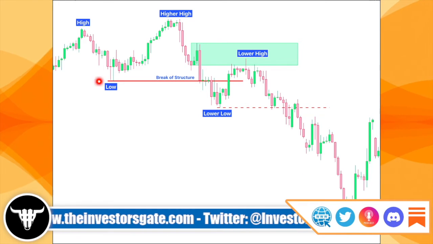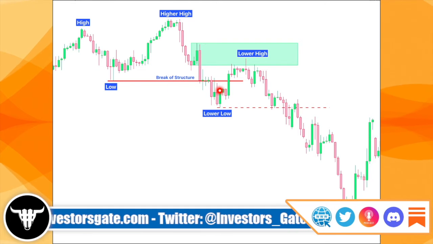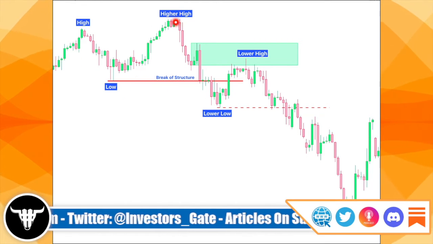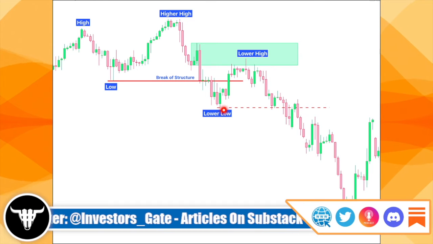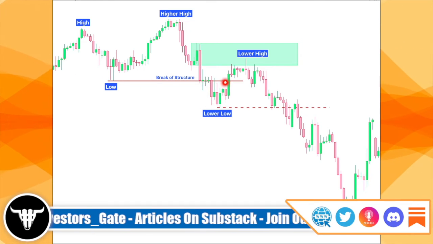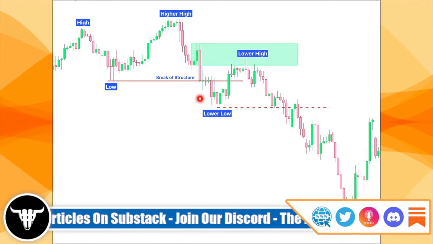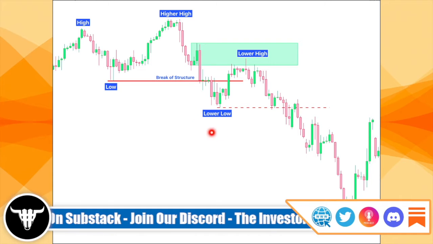But that is based off of this break of structure, because you're making these highs, this low, higher high. And as soon as you see this, you don't want to be bullish because you have broken structure. You want to be bearish. You're looking for sells to continue this now downtrend structure.